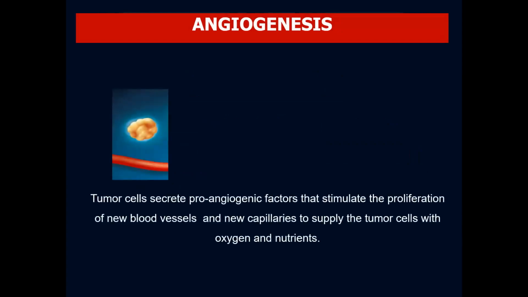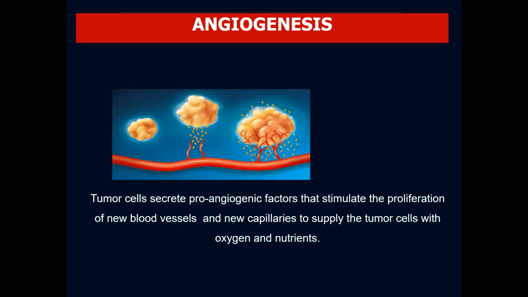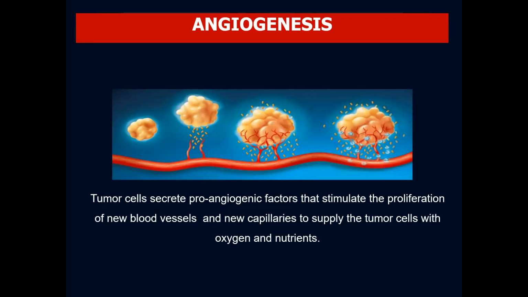As the tumor cells multiply, they secrete pro-angiogenic factors that stimulate the proliferation of new blood vessels and new capillaries. But fortunately, these new blood vessels are not well formed, and they allow leakage of the contrast media within the tumor itself and within the surrounding parenchyma.